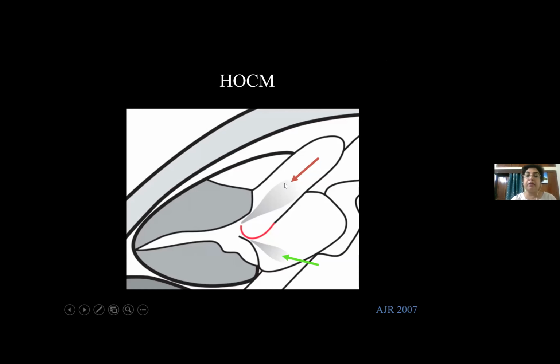So this is a diagrammatic representation to explain what hypertrophic obstructive variety of cardiomyopathy is about. So there is thickening of the septum at the outlet level. This illustrates SAM, where there is anterior motion of the anterior leaflet of the mitral valve during systole. This leads to obstruction, and this is a jet due to the LVOT obstruction. And there is also a mitral regurgitant jet.